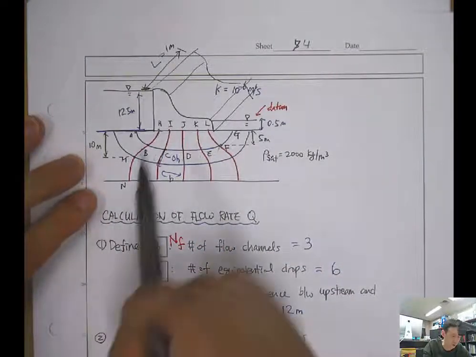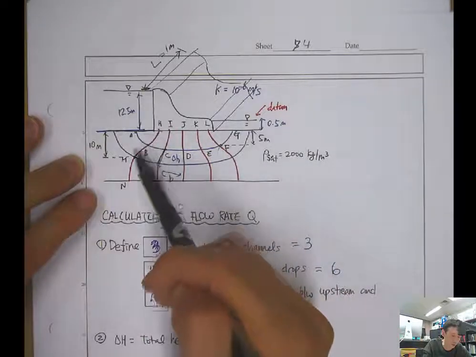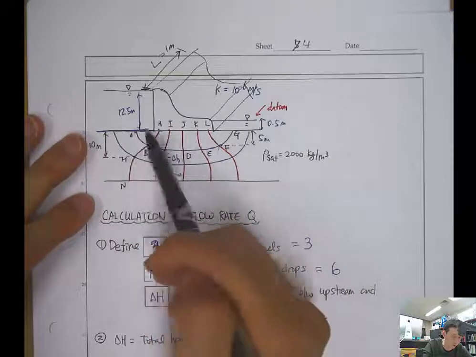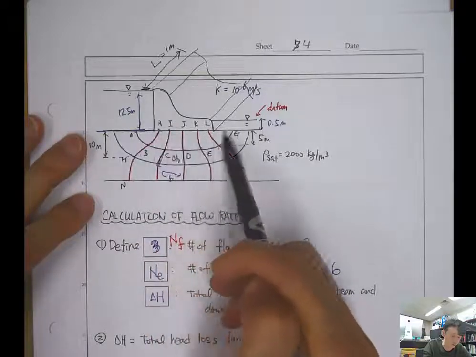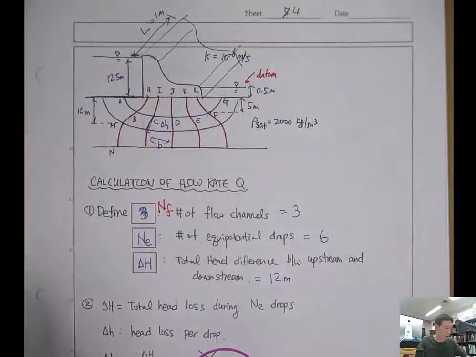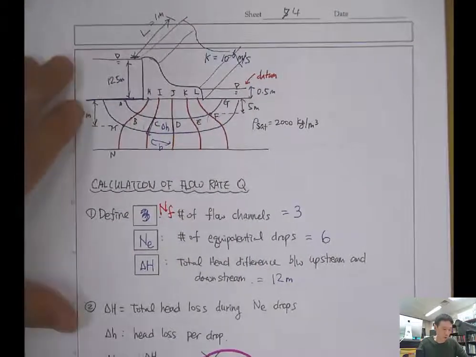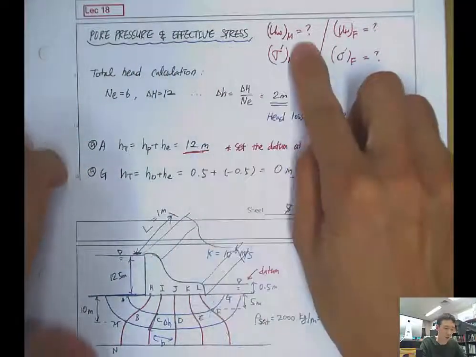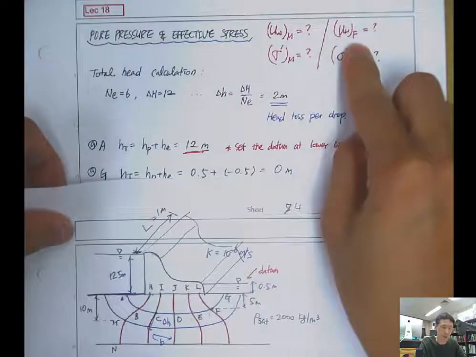So then how many channels? We have three channels, and the number of drops are from here, 1, 2, 3, 4, 5, 6. Six equipotential drops. Alright, then can we compute the pore pressure and effective stress at points M and F?